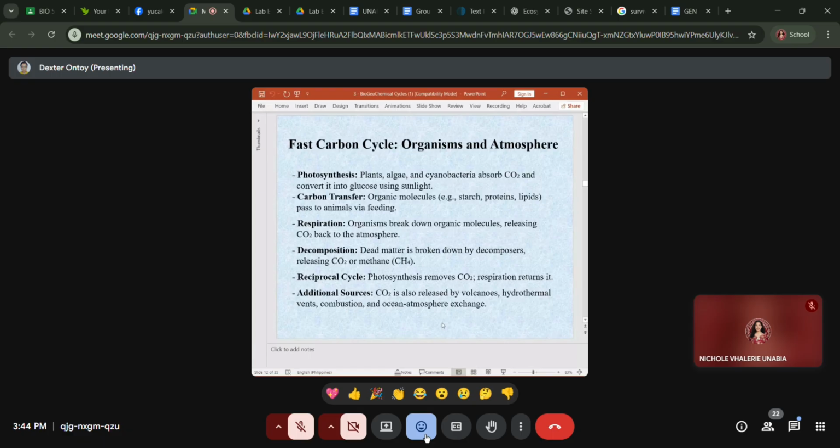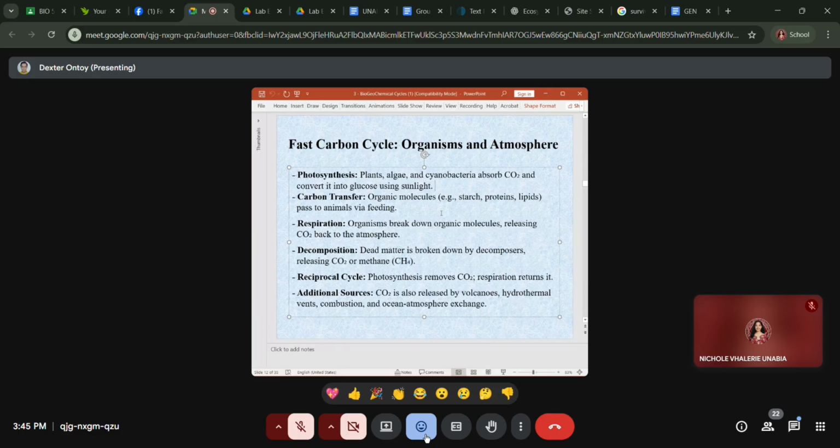So the photosynthesis as a process, plants, algae, and cyanobacteria absorb CO2 from the atmosphere or from outside sources and convert it into glucose using sunlight. CO2 as an inorganic compound or inorganic molecule is being used to convert into an organic molecule, which is in this case glucose. Okay. And then we also have carbon transfer.